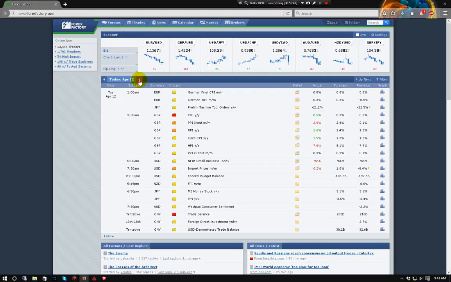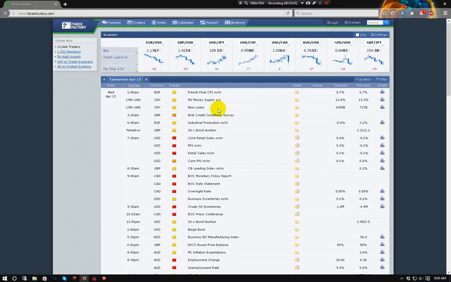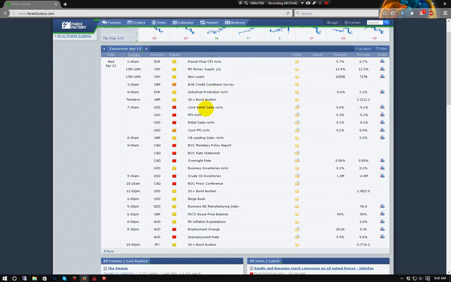So tomorrow, which will be the 13th, is heavy on news. So it's definitely going to be an interesting day. 1, 2, 3, 4. We got 3 high impact and a medium impact at 7:30. I'll be dropping my daughter off right then, so I don't have to worry about it.